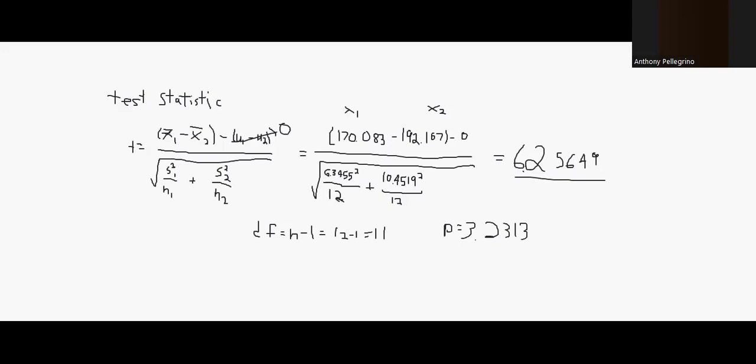Just to make sure that the p-value is accurate, you can also check it by going on your calculator and going to stats, tests, t-test, and then entering the data. Then you will get the p-value as well as the test statistic, just to confirm that it's accurate.